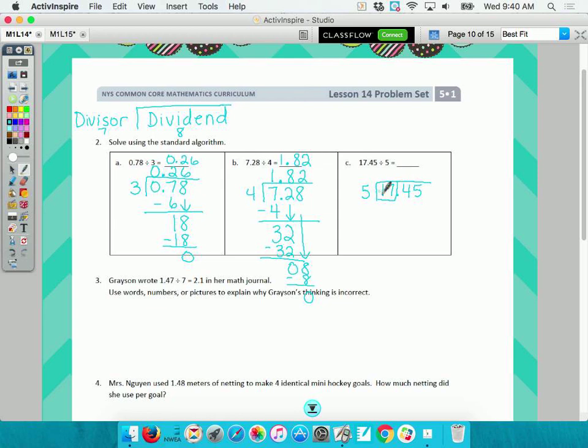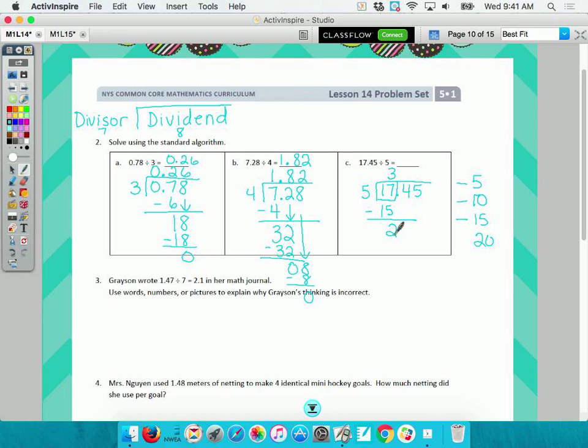So, if I have 17 ones to put in 5 groups, Fernando, how many would be in each group? You're right, it's 3. If you don't know your math facts, could you skip count? And I see right here, I can't go past 15 because 20 is too large. So skip counting is an excellent way to help you figure out what number goes on top. 5 times 3 equals 15. 17 minus 15. 7 minus 5 equals 2.